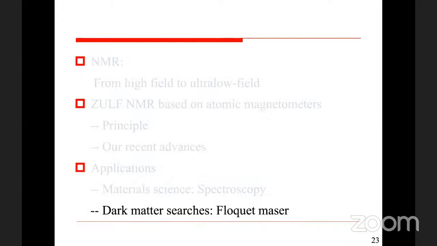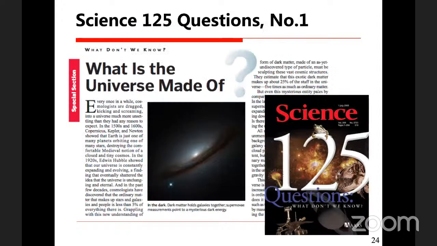Okay, now I will introduce a bit about dark matter searches using zero to ultralow field NMR. In Science journal, 125 big questions were pointed out. The top one is, what is the universe made of? Based on many astronomy studies, for example the gravitational lensing effect, dark matter comprises a large fraction of our universe's material. However, what kind of particle the dark matter is made of is still unknown.